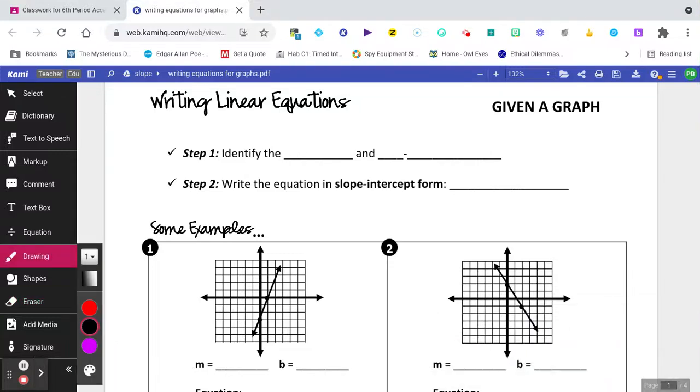All right, so for today, what we're going to do is write equations for graphs when we're given a graph. So we learn how to write an equation when we have slope and y-intercept, that's m and b, and we use slope-intercept form. We learn how to write an equation when we have slope and a point, so we use point-slope form. We learn how to write an equation when we have 2 points, also when we have a table of values.